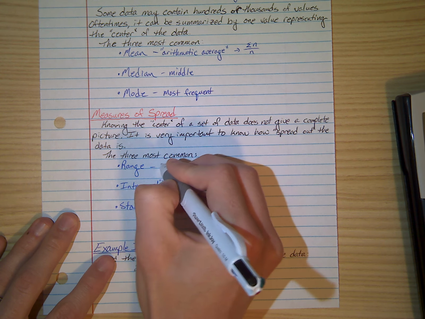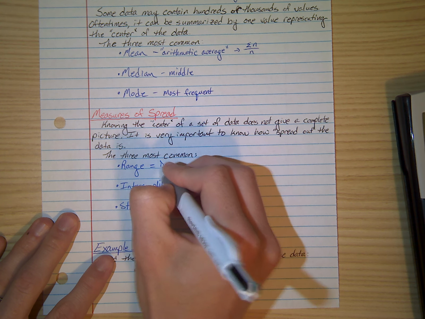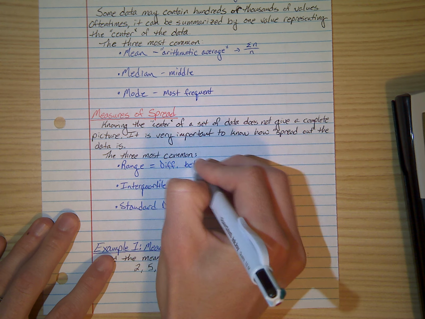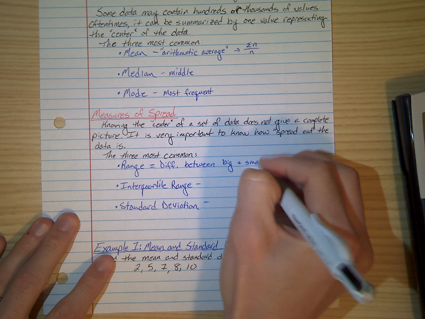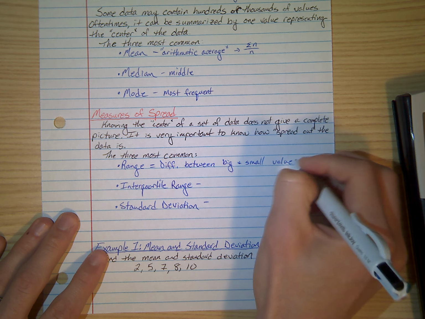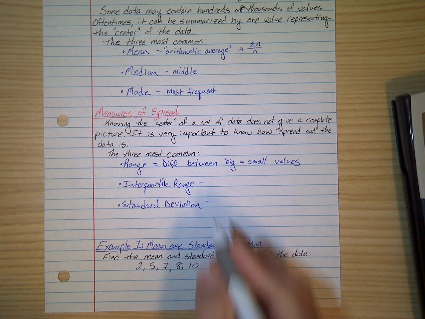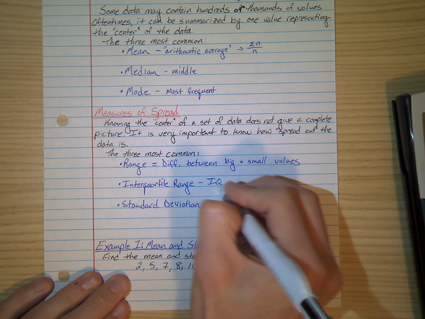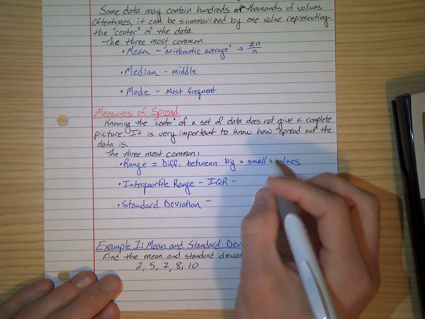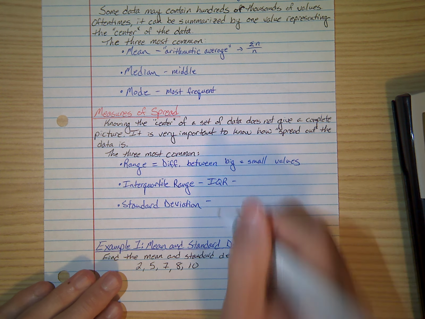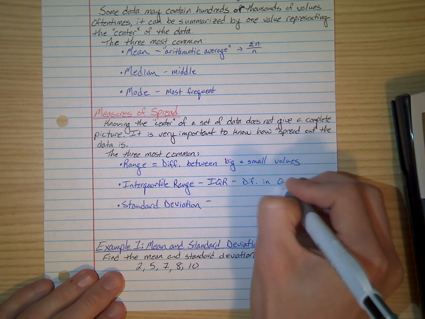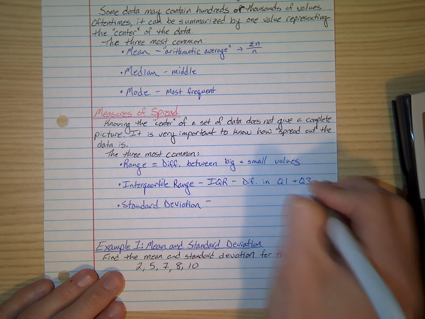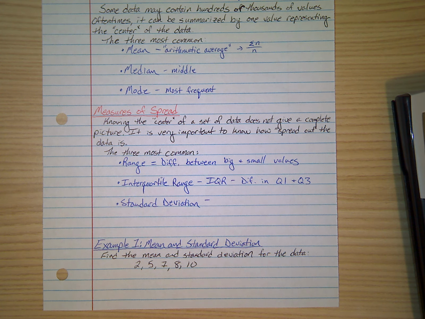Okay, so the range is the difference between the biggest and smallest values. Okay. The interquartile range, also known as IQR, that has to deal with quartiles. If I had more time, I would go through that with you. It's the difference from quartile 1 to quartile 3, basically the middle 50% of the data. Again, we're not going to worry about that too much.